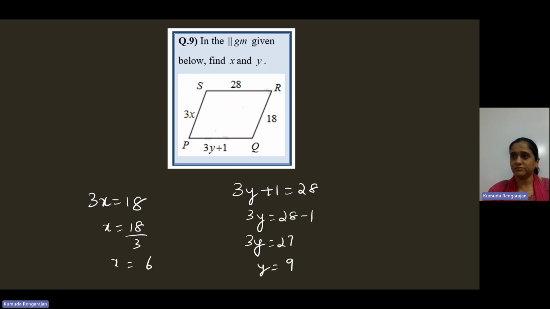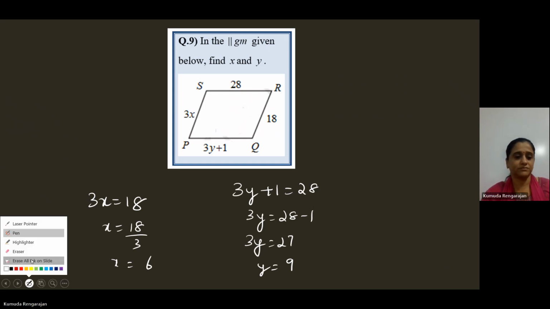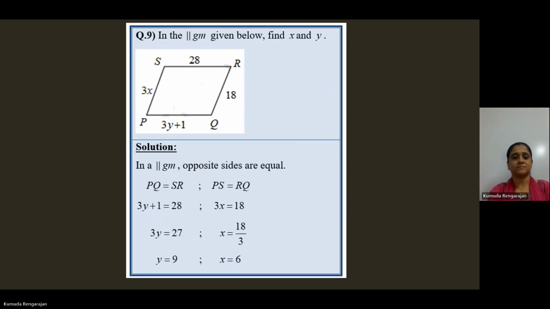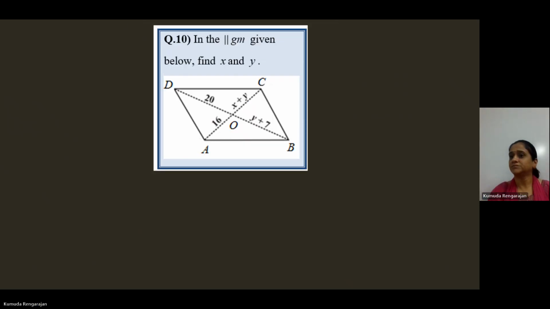Now, last one. Got it? Should I do this again? What is the property used here? Yeah, opposite sides are parallel, but the property we are using here is that opposite sides are equal. Very good.